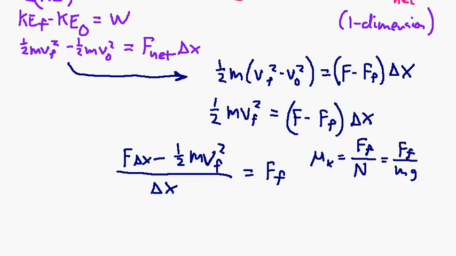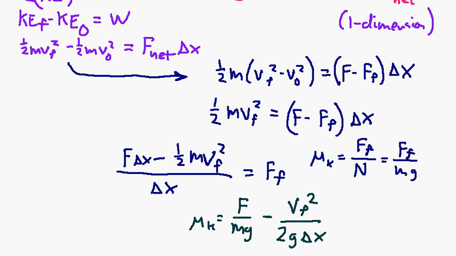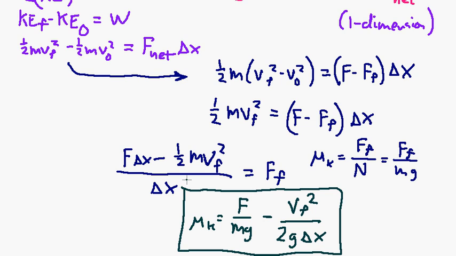Alright, so let's get this sort of brownie color. So mu k equals this friction force divided by mg, which is this. So this is F, I'm going to cancel these delta x's on this term, over mg, minus, and then we have this delta x here, and this m cancels, so it's going to be v sub f squared over 2g delta x. So there you go. Pardon me for taking so long to get there, but that is the answer.